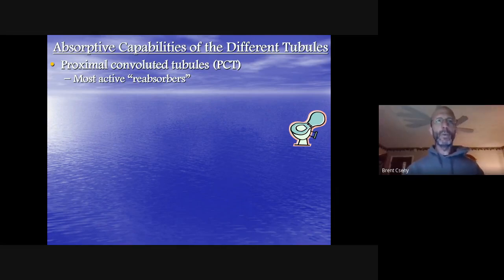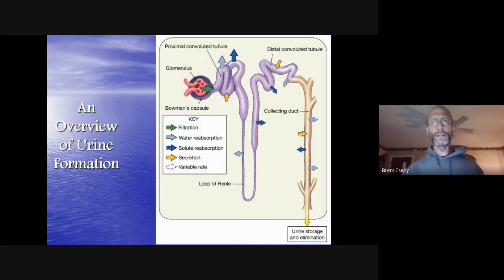So what this slide's about, well, out of the PCT, the DCT, and the loop, how do they do this, or how much do they do? Well, as you would expect, the first tube that the stuff comes to is the PCT. So you would imagine that they're going to be the most active in reabsorbing. Why? Well, because there's more stuff to reabsorb. So let's back up to the slide. So right here, here's the PCT. So all this filtrate comes in here. Well, doesn't it just make sense that this tube right here is going to be the most active in reabsorbing? Of course it is. You got more filtrate in there than you do down here. By the time it gets down here, there's hardly anything left.